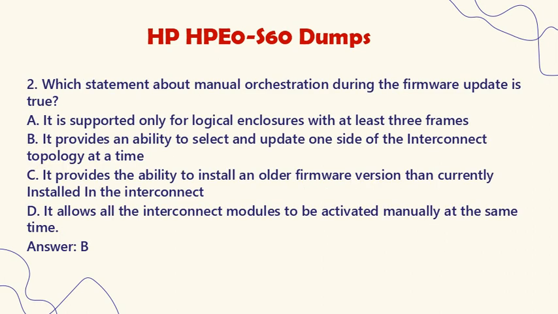2. Which statement about manual orchestration during the firmware update is true? A. It is supported only for logical enclosures with at least 3 frames. B. It provides an ability to select and update one side of the interconnect topology at a time. C. It provides the ability to install an older firmware version than currently installed in the interconnect. D. It allows all the interconnect modules to be activated manually at the same time. Answer: B.